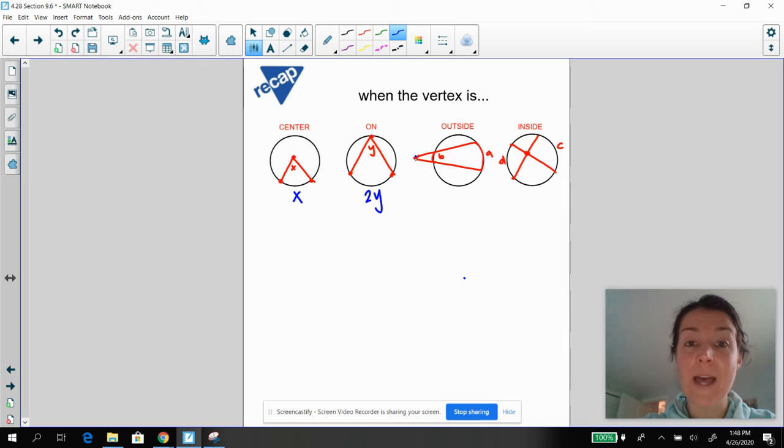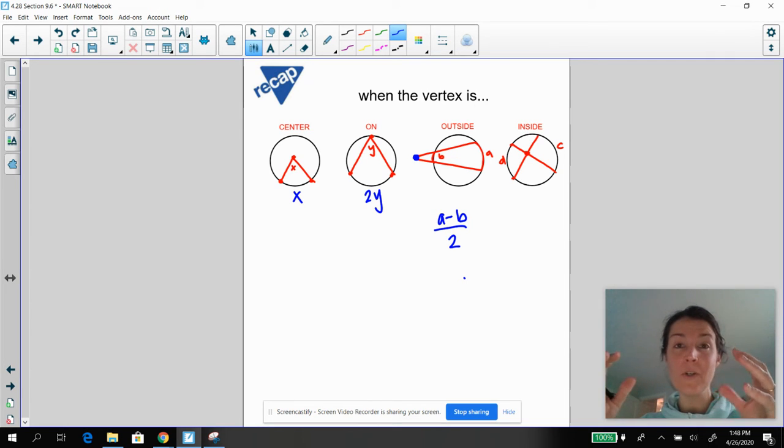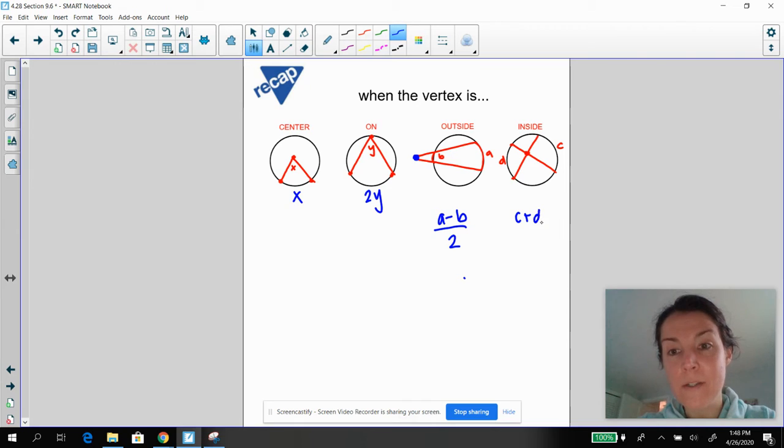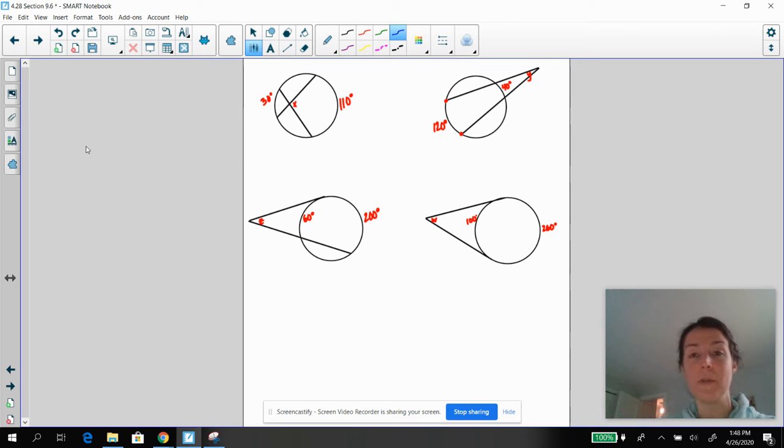When my vertex is outside the circle, remember this one's going to be like the smallest, so keep that in mind. It's going to be the difference of those two arcs, A minus B divided by 2. And then when my angle is somewhere within the circle, a way to remember this is that angle has to be a little bit larger because you've now sucked that vertex back in. So this is going to be the average, or C plus D divided by 2, of those two intercepted arcs. All right, so here is the general overview, and I'm going to give you 4 problems to do here. So I want you to pause the video and solve for angle X, angle Y, angle Z, and angle W.